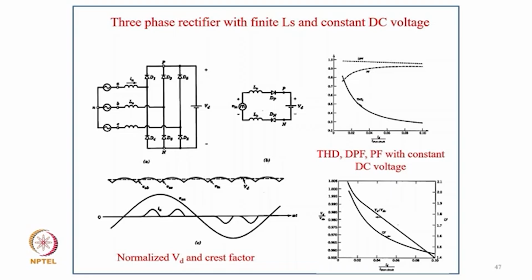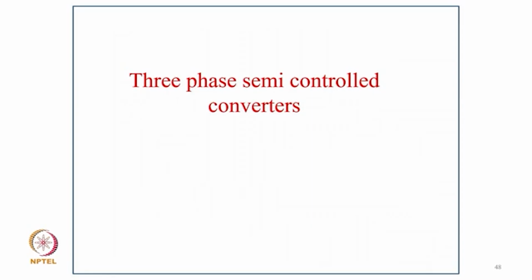So coming to the 3-phase rectifier with finite source inductance Ls and constant load current, just see the typical bent kind of current. So you have a discontinuous current, and you can see clearly how the displacement factor and power factor with constant DC voltage vary, and how your Vd output and the current are varying.